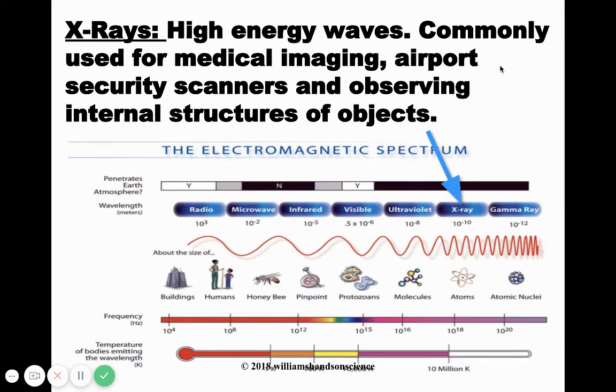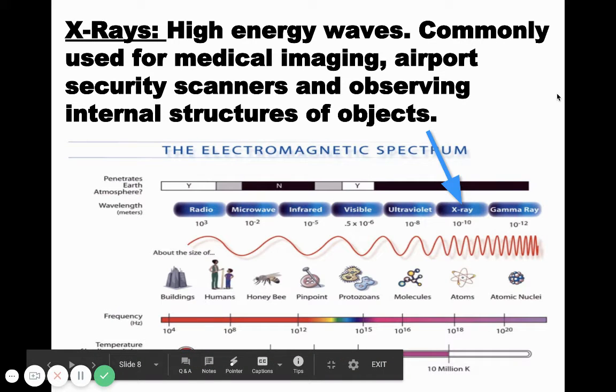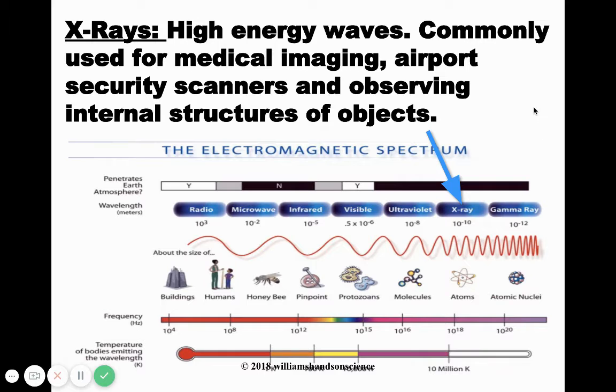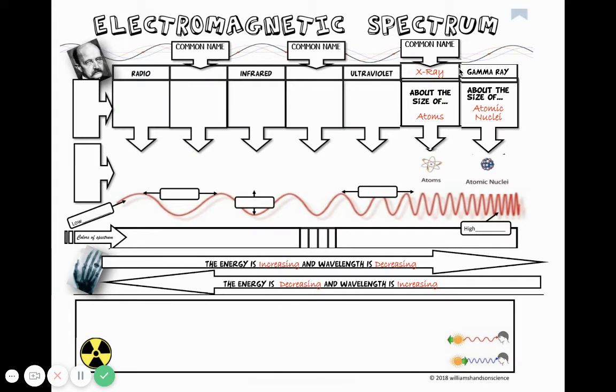X-rays are next. They are still high energy waves. They're not as high energy as gamma rays, but you know they can travel through us. That's how come we can use them for medical imaging, for airport security, looking at the internal structures of objects. Okay, they're about the size of atoms. And these are their wavelengths in meters. So you can fill in your X-ray section about the size of atoms. You can draw a small picture.